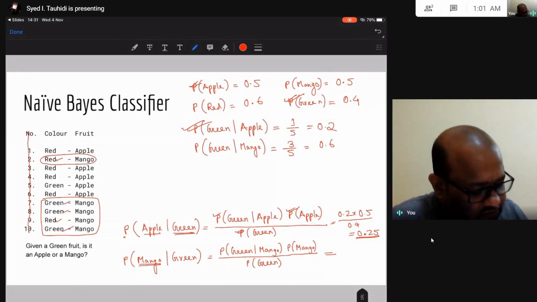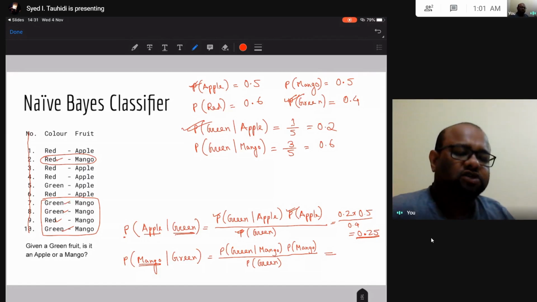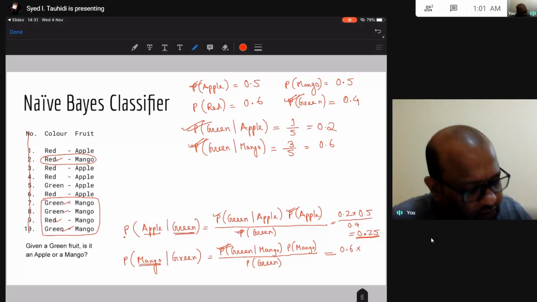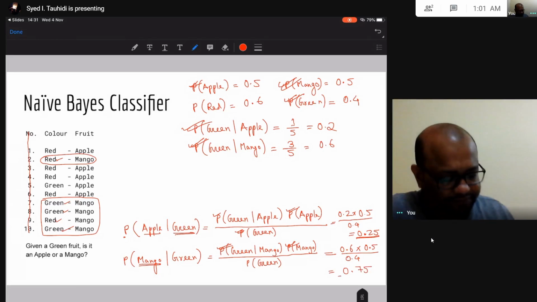Using this formula, I know it is going to be 0.75, but let us still go ahead and calculate that. So the probability of green given mango is equal to 0.6. The probability of mango is equal to 0.5, and the probability of green is equal to 0.4. And this is equal to 0.75. Alright, so this is what I have.